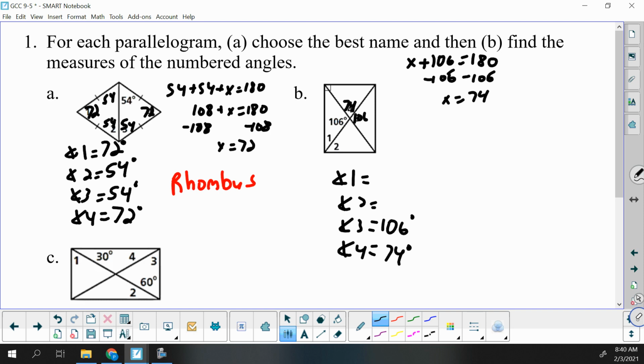Well, let's pause right now, and before we do the other 2 angles, we should be able to name our figure. It's got a right angle, so a parallelogram with a right angle has to be at least a rectangle. To determine if it's a square, it needs to have a rhombus property. Well, notice we've got the angle where our diagonals cross is 106.